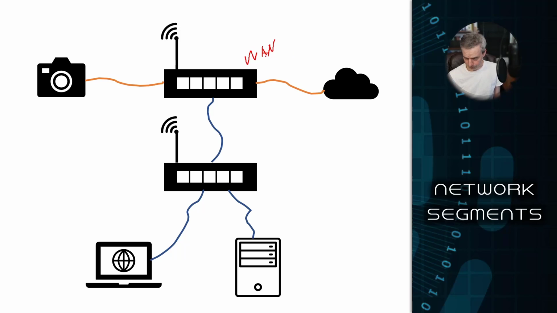But in this case, what you can do is connect a second router to this primary router. And what you do with this one is you take this guy's WAN port and you connect it to this guy's LAN port right here. And this guy's LAN port serves as the internet connection for this router down here. So this guy's WAN port connects to this guy's LAN port, and then this guy is going to route traffic out to the internet.